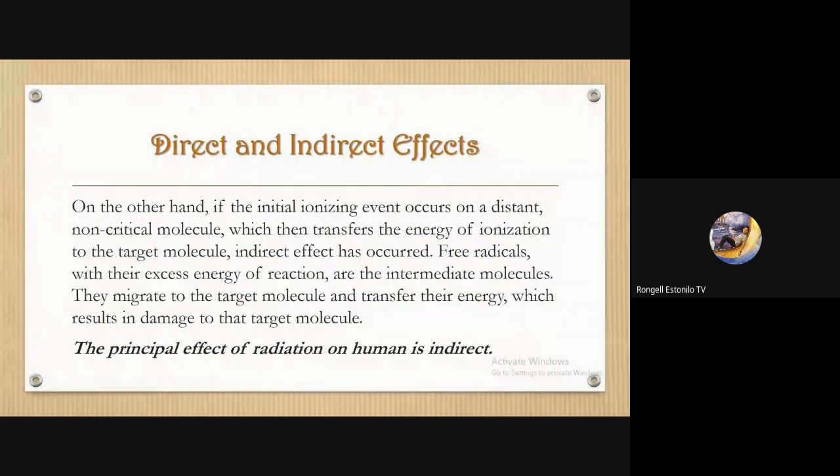On the other hand, if the initial ionizing event occurs in a non-critical molecule, which then transfers energy of ionization to the target molecule, an indirect effect occurs. So free radicals, with their excess energy of reaction, are the intermediate molecules. They migrate to the target molecule and transfer their energy, which results in damage to that target molecule. So the principal effect of radiation is indirect effect.